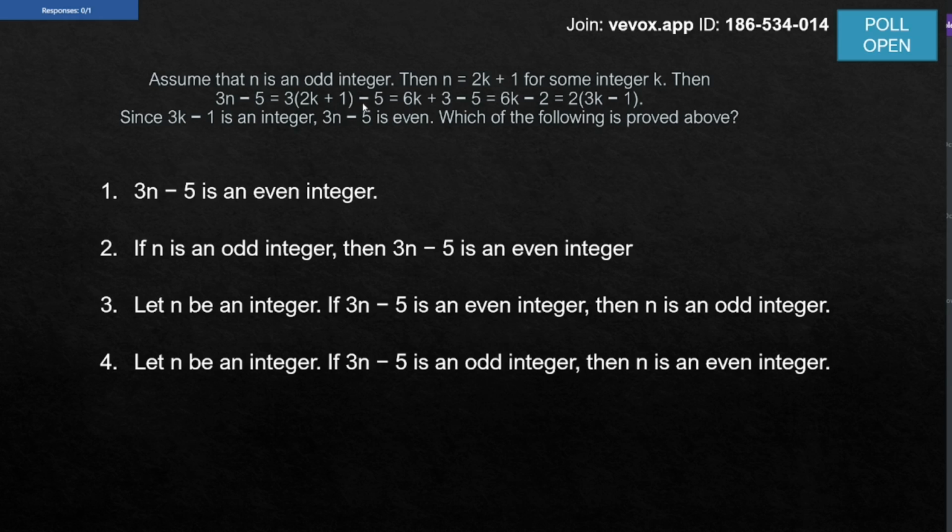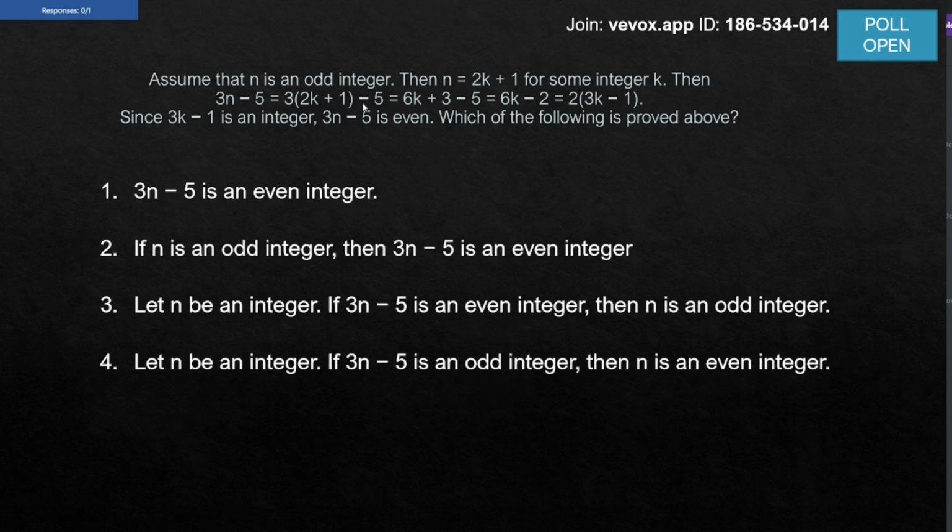Let's look at the third one. Let n be an integer. If 3n minus 5 is an even integer, then n is an odd integer. Well, this is reversing the actual presentation. We have to be careful here, because it might be playing a trick on us. We might be talking about contrapositives.